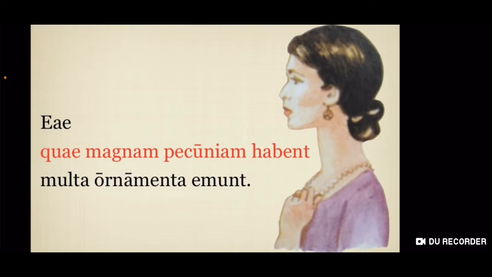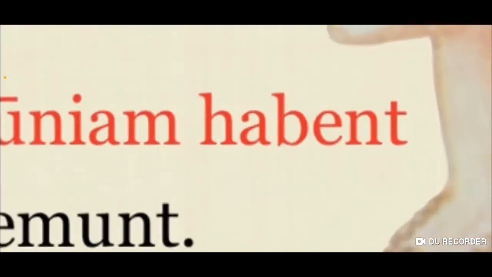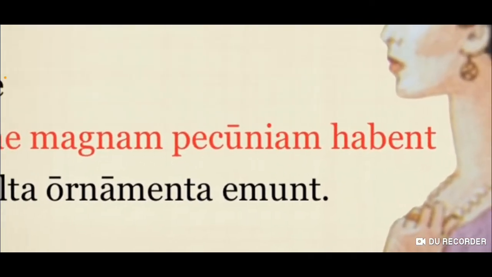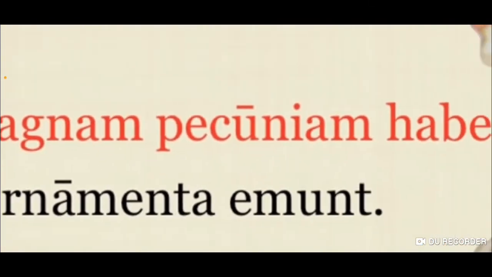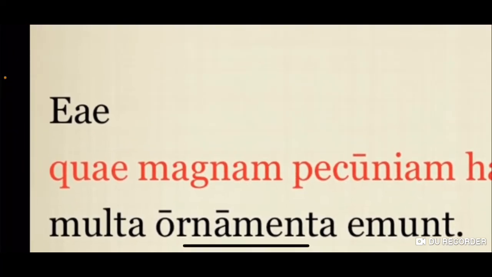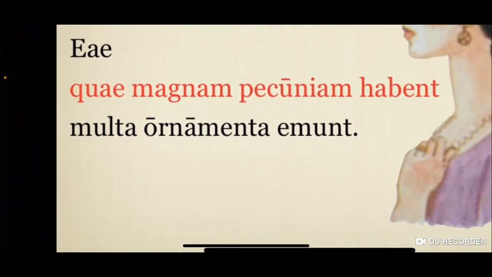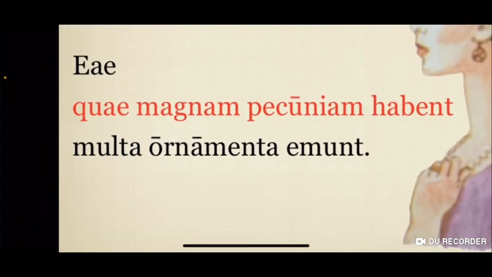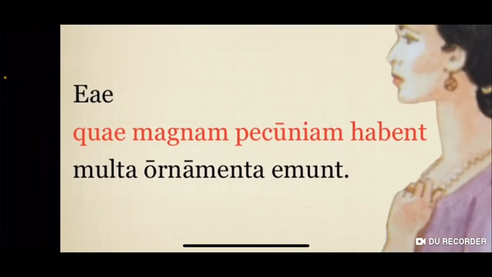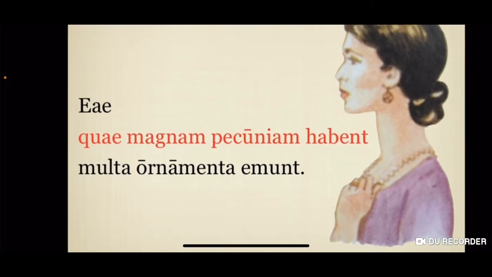But hae quae magnam pecuniam habent. So they who have a lot of money. Hae, they, quae, who. Remember, habent, have, plural, because you say they, right? Magnam pecuniam, a lot of money, a large amount. Magnam, big, large, a lot, all the same connotations. Emunt, a new verb, which means buy. That's the plural. Multa ornamenta, many jewelry. They who have a lot of money buy many jewelry.